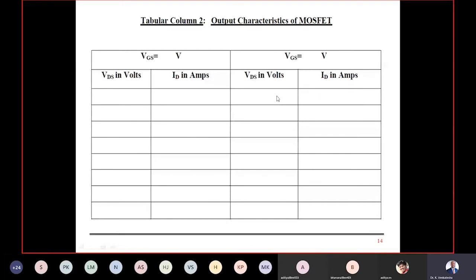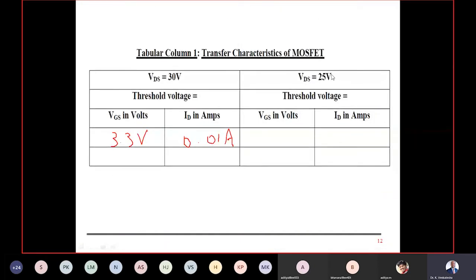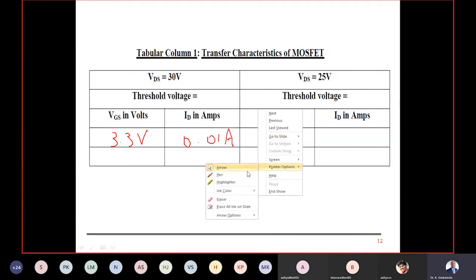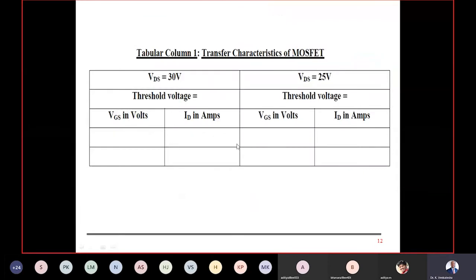This is the second set. Here you set VDS to 25 or 20 volt; it doesn't matter. You note down the threshold voltage immediately when the drain current is 0.01 amps. Again you take a set of readings here also, up to where VGS reaches 15 volt. Yes, this is my transfer characteristics.